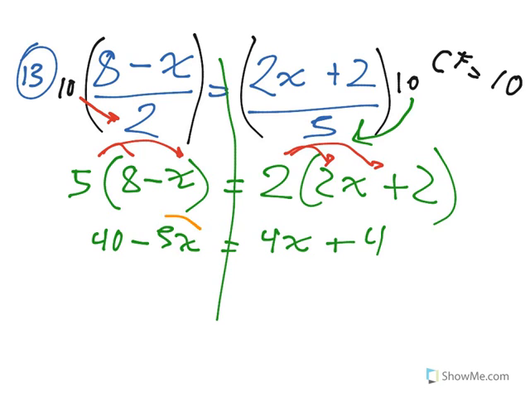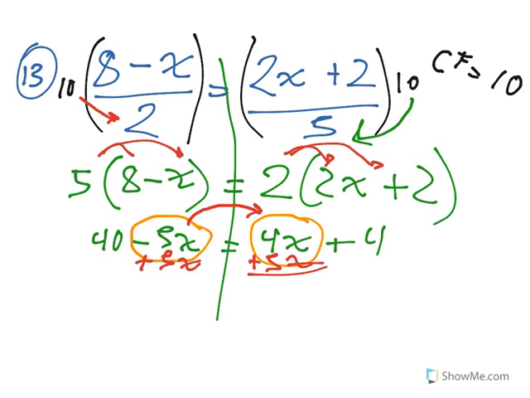Now we look at our like terms. We have negative 5x on the left side and 4x on the right. Which one do we move? I always suggest you take your negatives and move them over so that your variables are positive. If you move that negative 5x over, it becomes a positive 5x. Okay? Now you have 9x plus 4 equals 40.